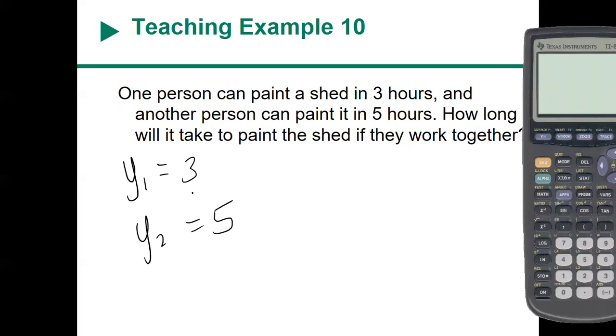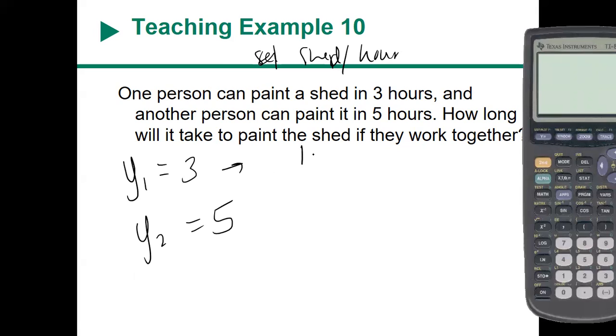So their painting rate, when you're talking about per hour, so shed, oh, that's not how you spell shed. Shed per hour. I don't know why I keep wanting to spell shed in a very strange way. I'm going to write this as a rate. And if I write it as a rate, that makes it my slope. Does that make sense? Yeah.